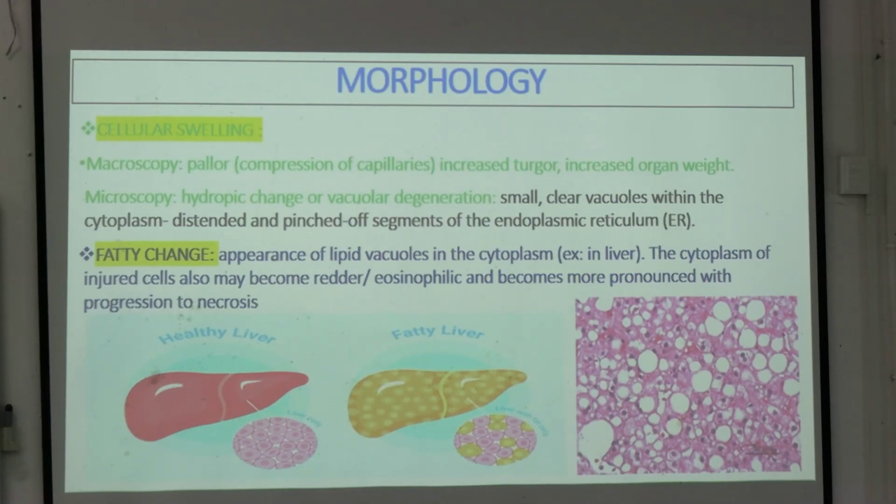Microscopically we get something which is known as hydropic change or vacuolar degeneration. These are nothing but small clear vacuoles within the cytoplasm which represent nothing but the distended and pinched off segments of the endoplasmic reticulum.